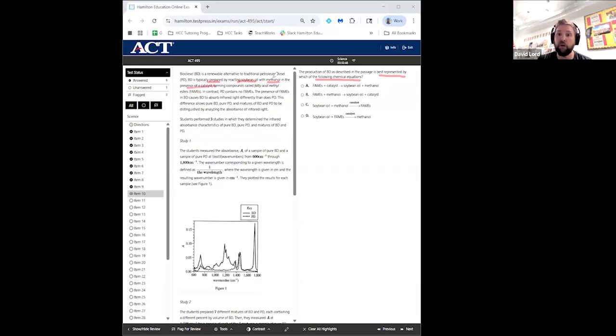So we want soybean oil and methanol on the left. And the only one that has that is C. And then we don't make catalysts, we make the FAMEs, whatever that is. But yeah, so the answer is C.